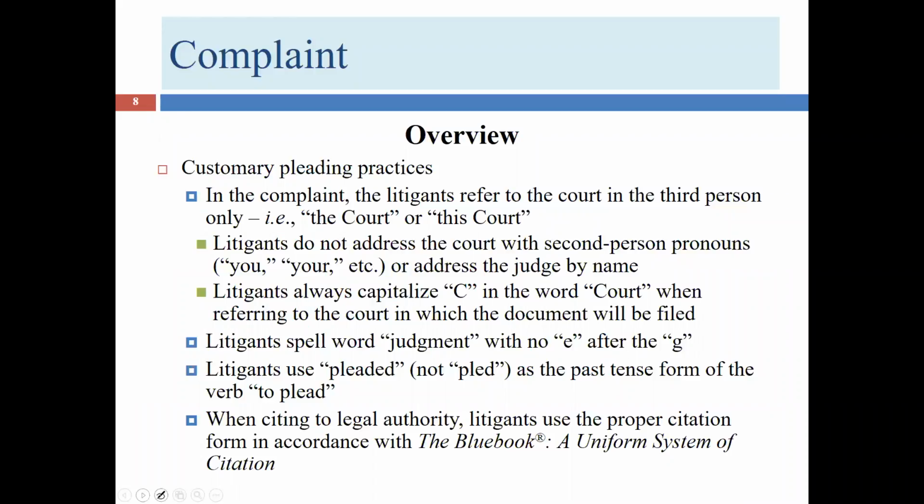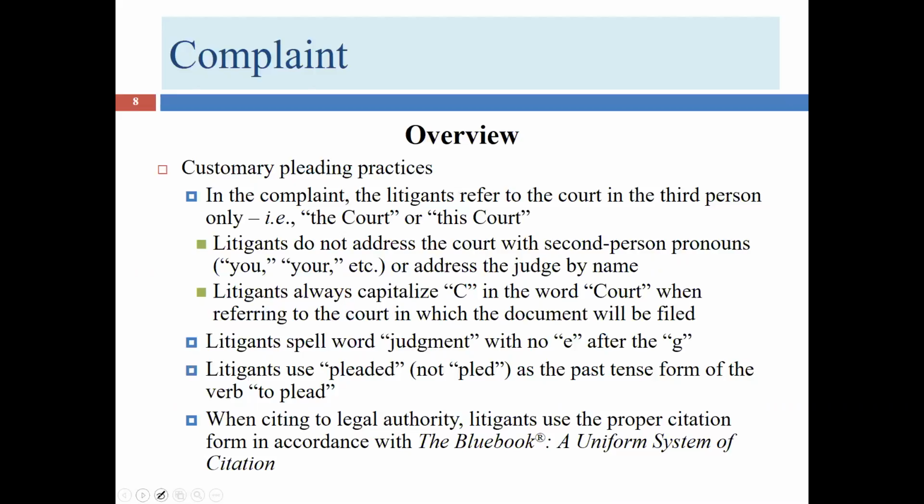Let's look at some customary pleading practices. Well, typically, litigants, in fact, I wouldn't say just typically, I'd say always, the litigant refers to the court in the third person. So the litigants, be it the plaintiff or the defendant, wouldn't say, you need to do this. It would say the court. The court does this, the court does that. If it please the court. The court should do this, the court should do that.